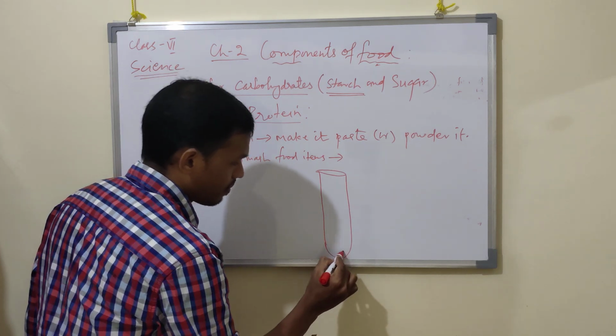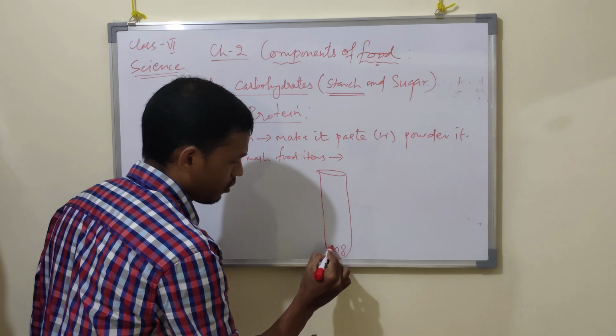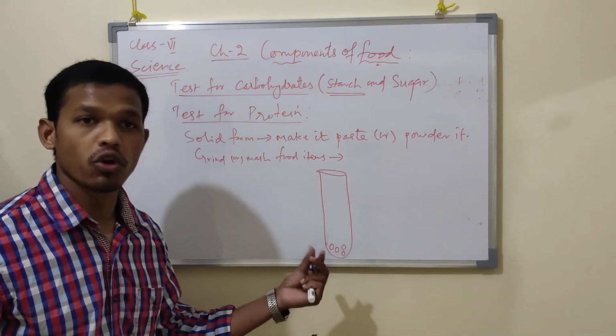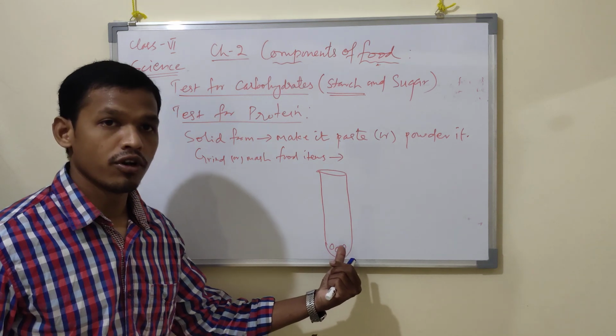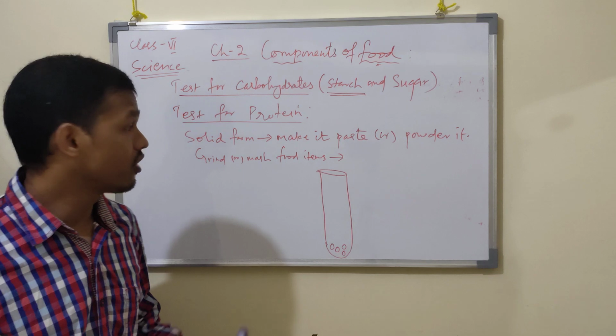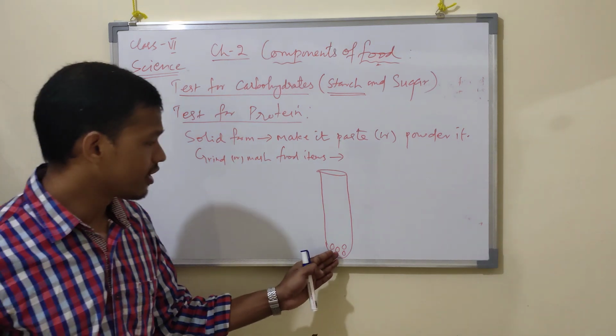After you place it in a test tube, small balls. These food items are in paste form, not solid. This is paste form or powder form. You make it and place it in the test tube. Now what do you have to do after placing it in the test tube?